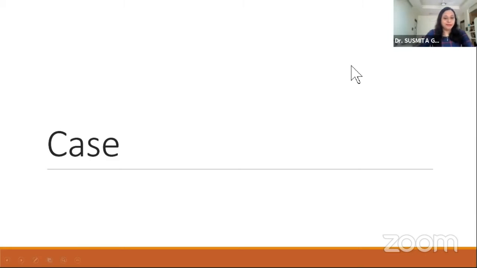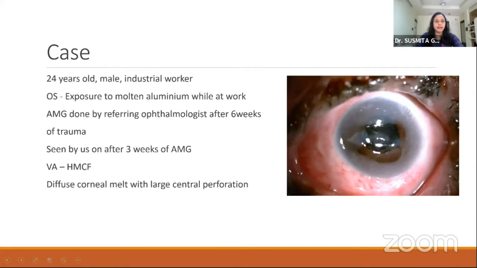And it's a pleasure being a part of this session. So I shall start with this case of a young male industrial worker who was referred to us. This was about a decade ago. And the patient had unfortunately got exposed to molten aluminum while at work. And he had undergone an amniotic membrane grafting after about 6 weeks of the episode by the referring ophthalmologist.